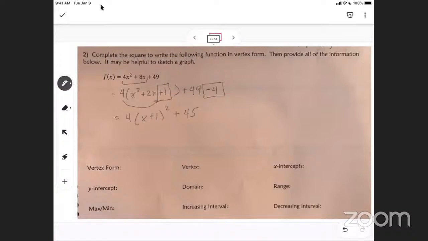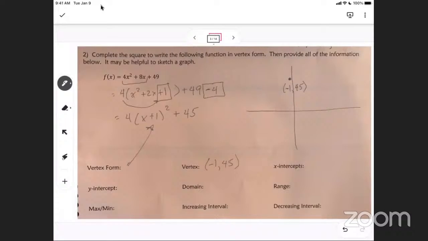So let's see, they want us to graph it. Yeah, it said it might be helpful to sketch a graph. Well, let's go ahead and do it. So there's your vertex form right there. The vertex is, you tell me what it is. It'd be -1, 45. Perfect. Good job. So -1, 45 is way up here somewhere. There's -1, 45. And is it opening up or down? Opening up. Because it's a positive leading coefficient, right?